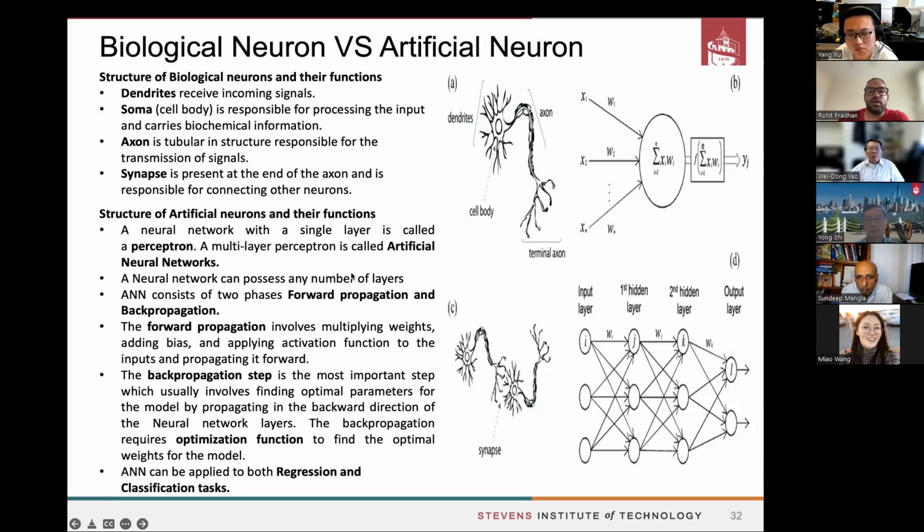The artificial neural network consists of forward propagation and backward propagation. In forward propagation, we find the values from the input layer and the weights. This process takes place for each layer: the first hidden layer, the second hidden layer, and the output layer. In the output layer, we get some predicted value, then we compare that with the actual value.